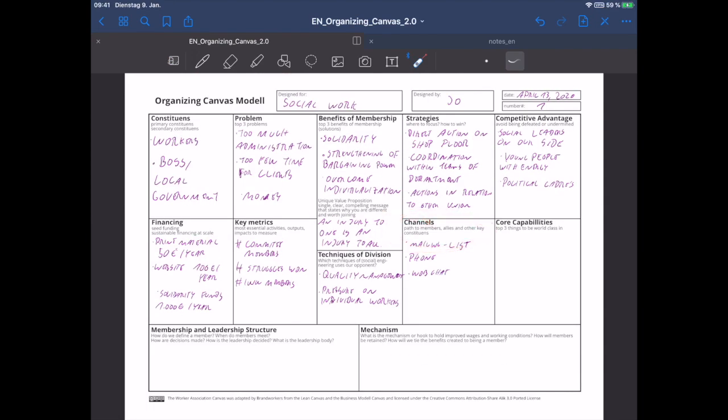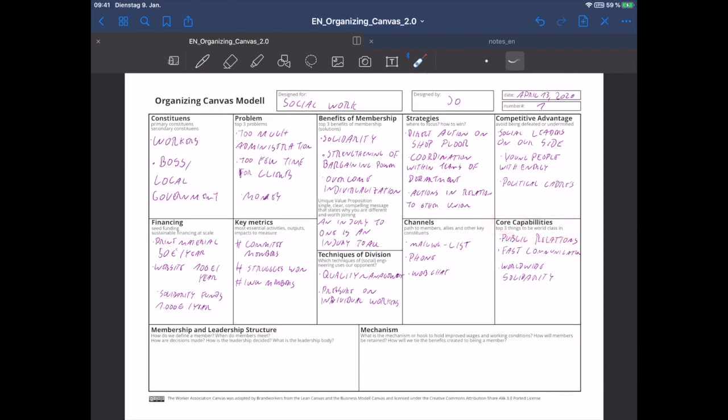The channels down here, they are this idea to think about how do you contact your members. And in this case here, it is the mailing list, it is the phone, and the WhatsApp chat, which is our internal form of a group messenger, like Slack or like WhatsApp.